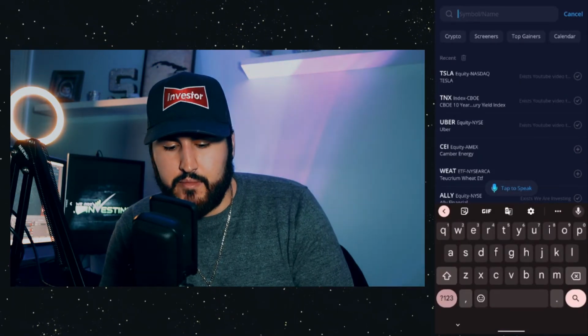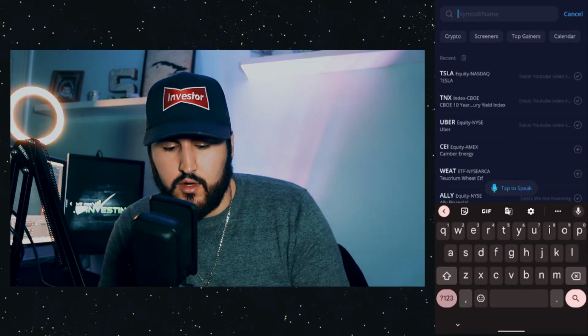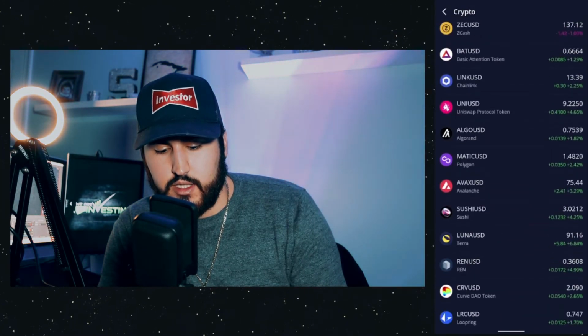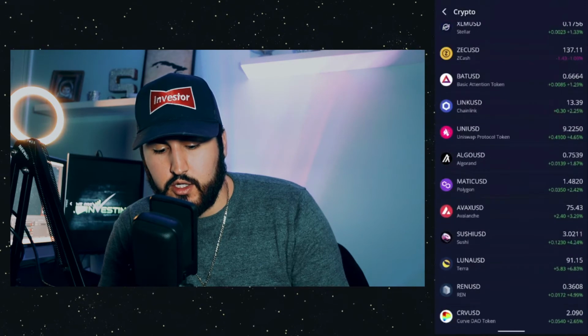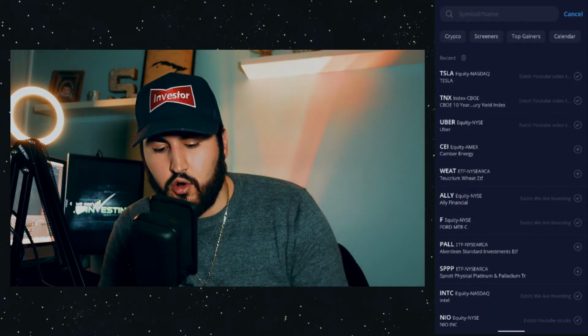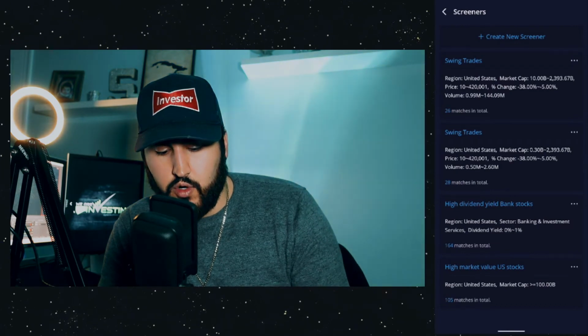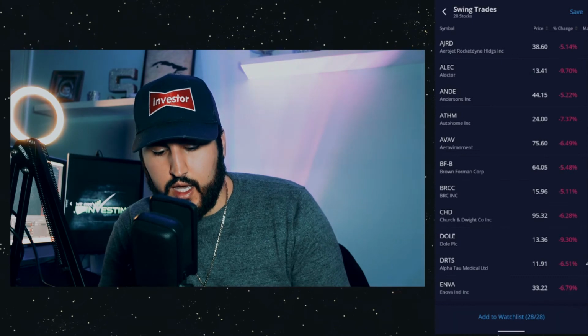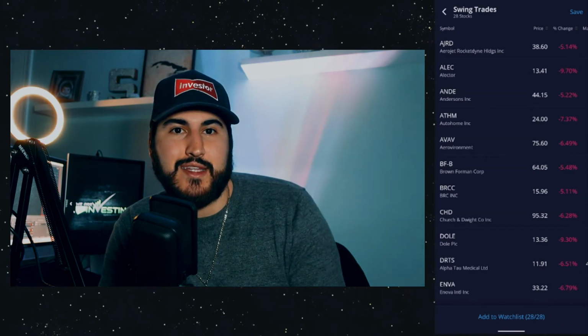In addition to that, I'm not going to go into a ton of detail. When you search for stocks, you can also search for cryptos. If you click crypto, it's going to show you all of the cryptos that are offered on Webull, and as you can see, there are a fair amount. You don't have your own wallet, so you don't actually own the crypto, but you can trade them. And you can also add screeners. When screeners are saved, you can just click on one, and then you'll see what stocks are in the screener.